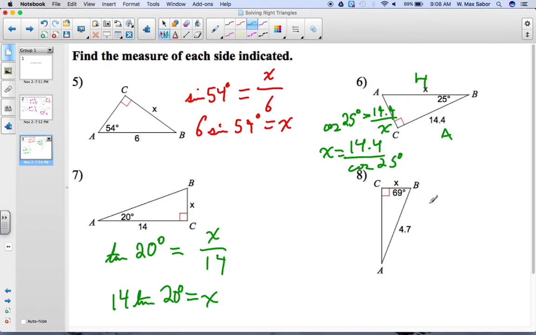And here we have, let's see, adjacent and hypotenuse again, so this is cosine of 69 degrees equals x over 4.7. So this one, now we just need to multiply by 4.7 because x is in the numerator. When x is in the denominator, you need to multiply by x to get it on the other side of the equation and divide by your trig function.